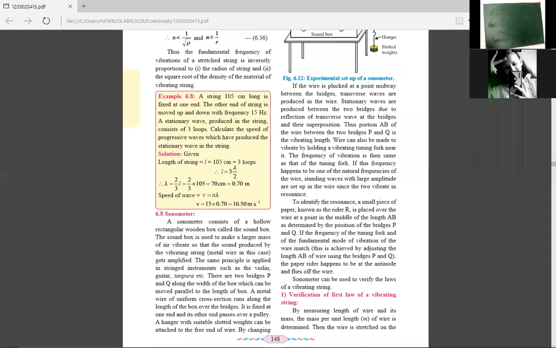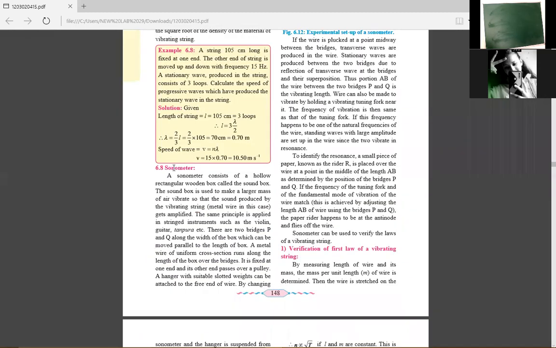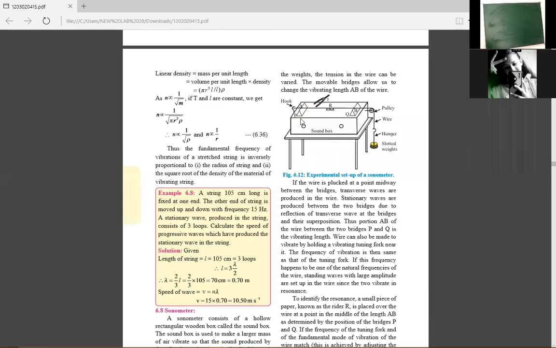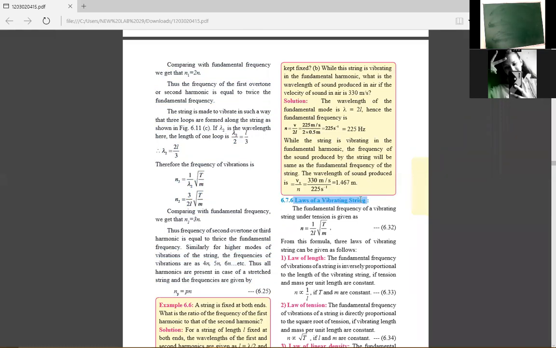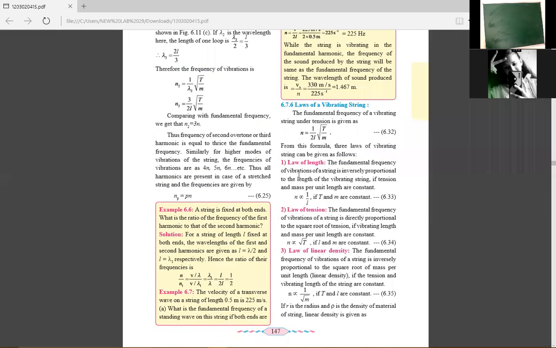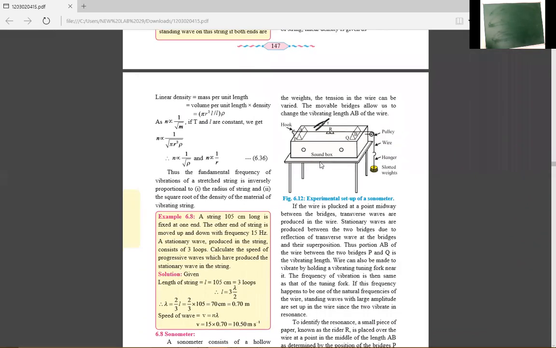Okay. So today we are going to see this instrument called a sonometer. This instrument is basically used to verify the law of vibrating string. We have seen that in this law we have three types of laws. The first law is about length. In the length law, we keep T and M constant and keep changing L. Let's see with this instrument how we can verify that.